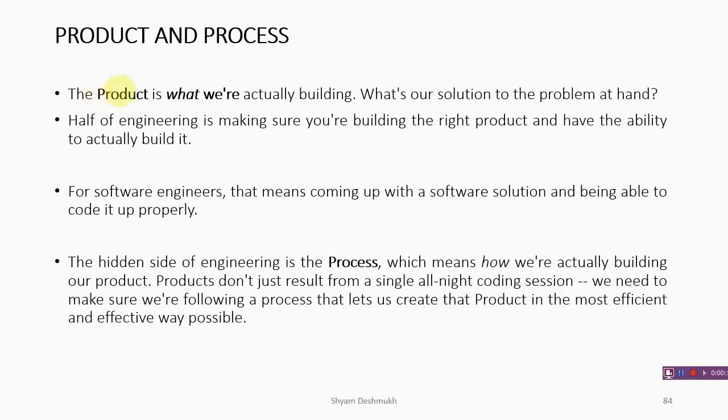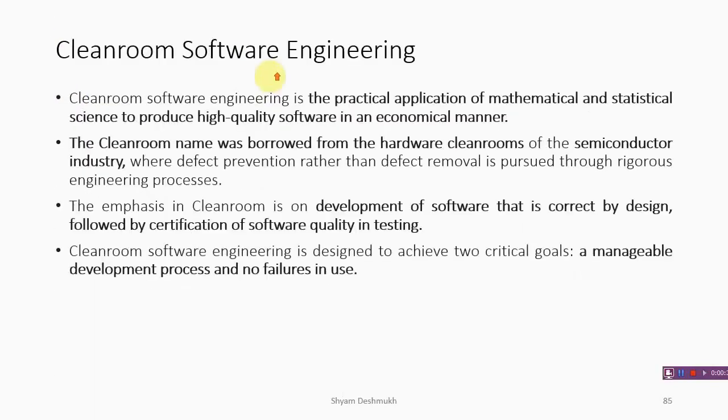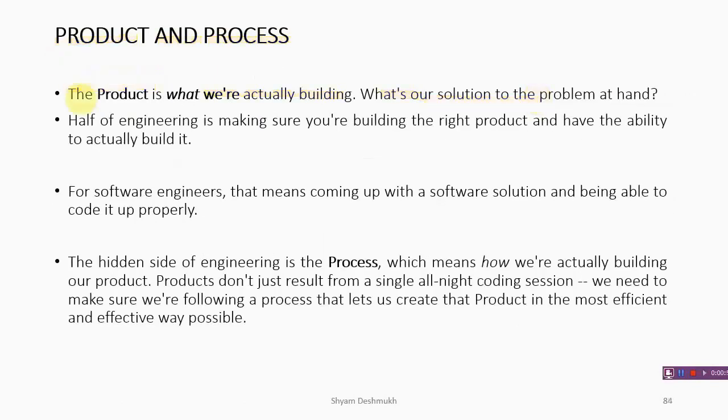Up till now, in previous part, we have seen the various software process models. Now we'll look into the product and process details of the clean room software engineering. The product is what we are actually building. What's our solution to the problem at hand?